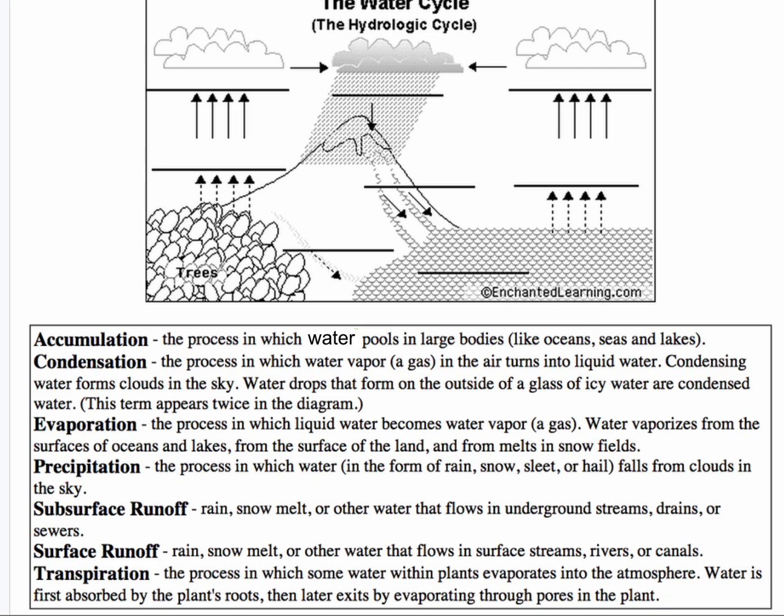Precipitation, the process in which water, in the form of rain, snow, sleet, or hail, falls from the clouds in the sky. Subsurface runoff, rain, snowmelt, or other water that flows in underground streams, drains, or sewers. Surface runoff, rain, snowmelt, or other water that flows in surface streams, rivers, or canals. Transpiration, the process in which some water within plants evaporates into the atmosphere. Water is first absorbed by the plant's roots, then later exits by evaporating through pores in the plant.